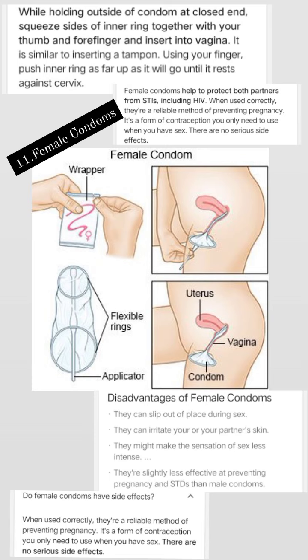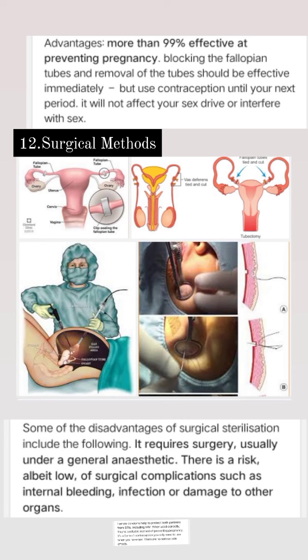When used correctly, they are a reliable method of preventing pregnancy. It's a form of contraception you only need to use when you have sex. There are no serious side effects. Number 12. Surgical methods. Some of the disadvantages of surgical sterilization include the following.